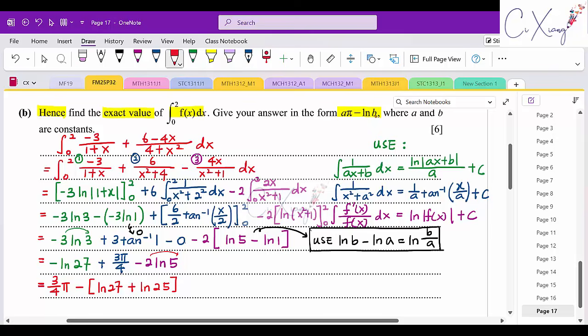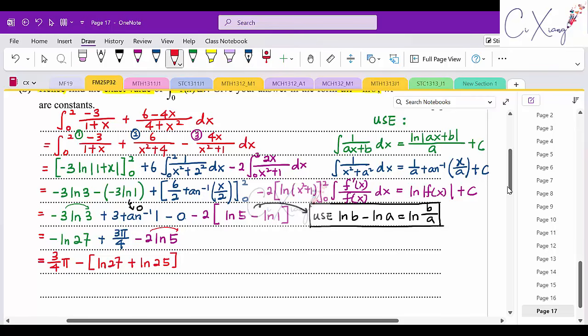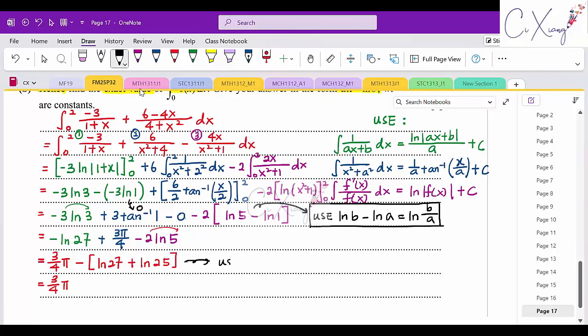Okay, then what else do we have next? We try to combine the ln together again. For this one, I'm using ln A plus ln B equals ln A multiplied with B. Same thing for this part, ln 27 plus ln 25. We are taking 27 multiplied with 25. Let's see what we get.